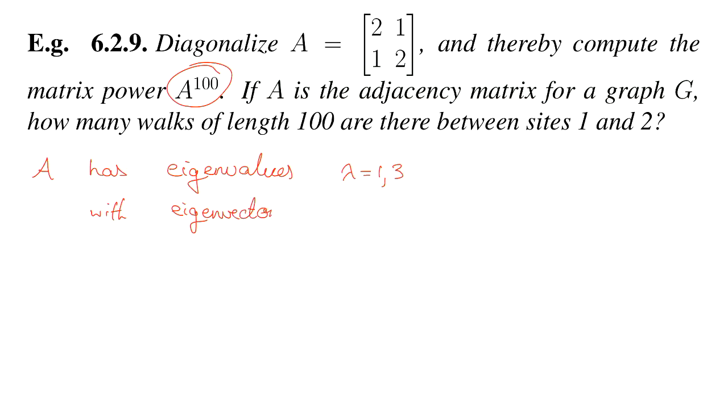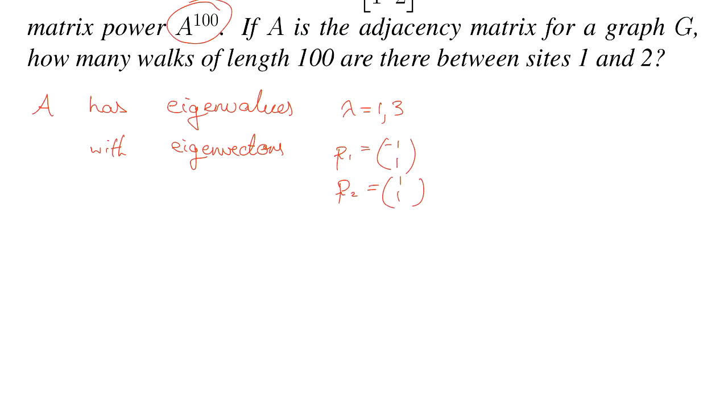With eigenvectors P1 and P2. So if we want to diagonalize it, what do we do? Well, we use the eigenvalues as the diagonal entries.